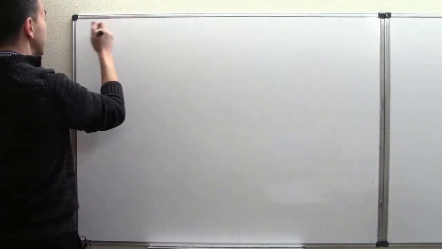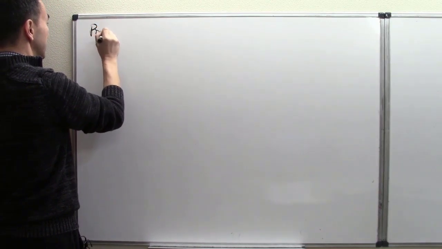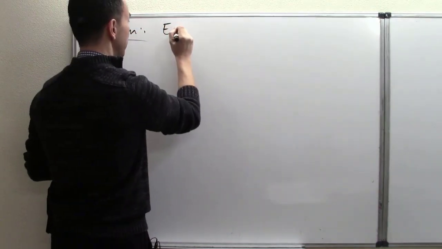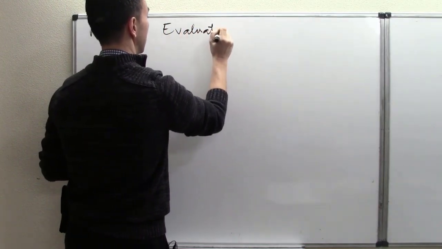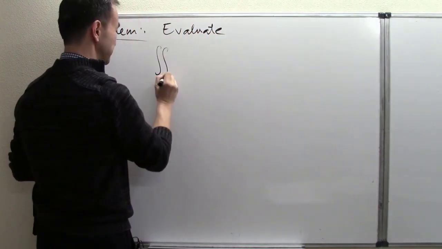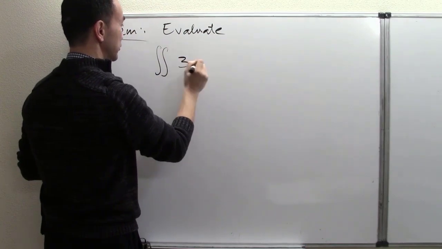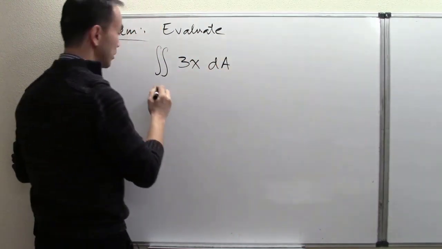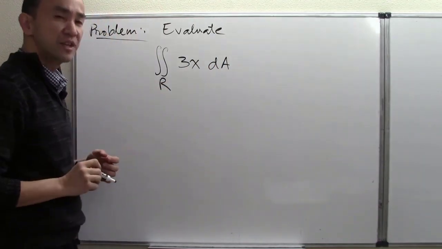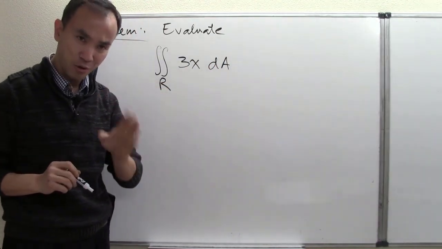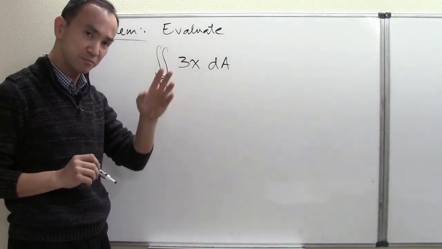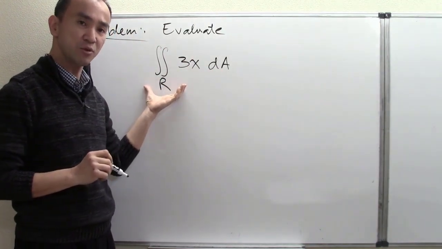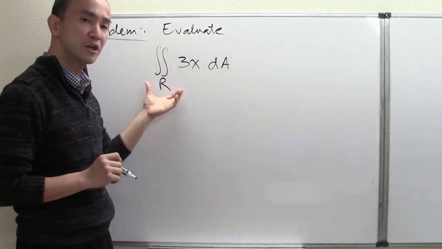So let's look at the following problem, which I call a problem. We want to evaluate the double integral of the function 3x. It's a function of two variables. We want to do a double integral over a general region. And so yes, using polar coordinates to evaluate a double integral is meant to be done on those general regions.